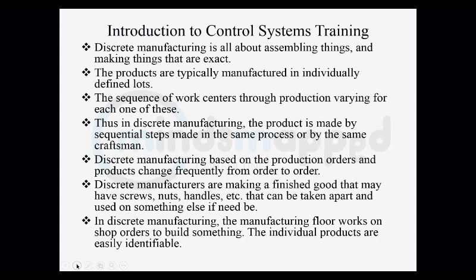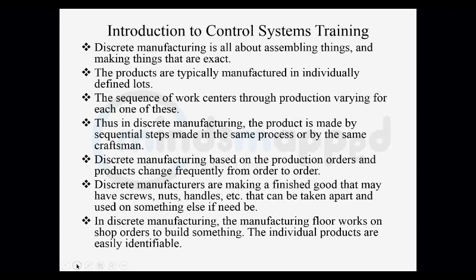Right. So now we get to some pointers about discrete manufacturing. Discrete manufacturing is all about assembling things and making things that are exact, which is to say that if you're manufacturing something, let's say you're building an automobile, a bike, a car, or maybe a pickup truck.